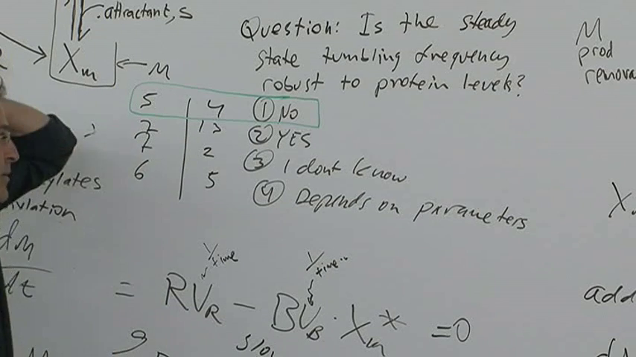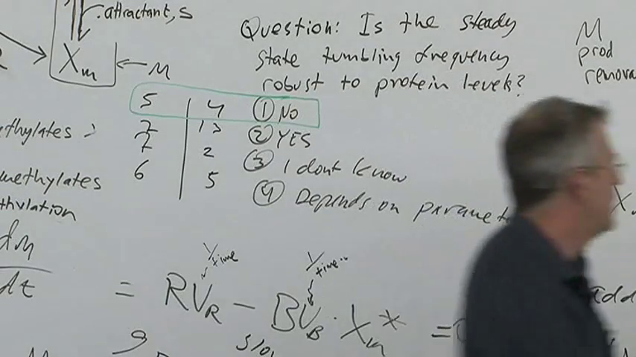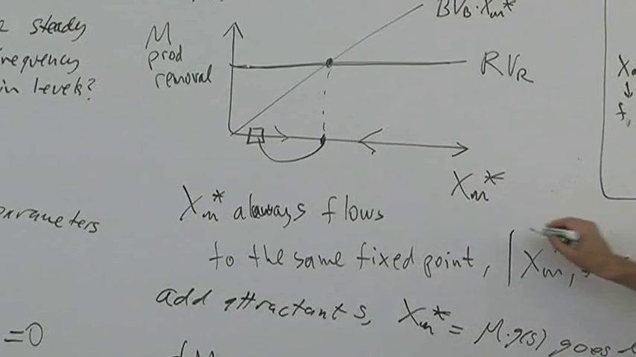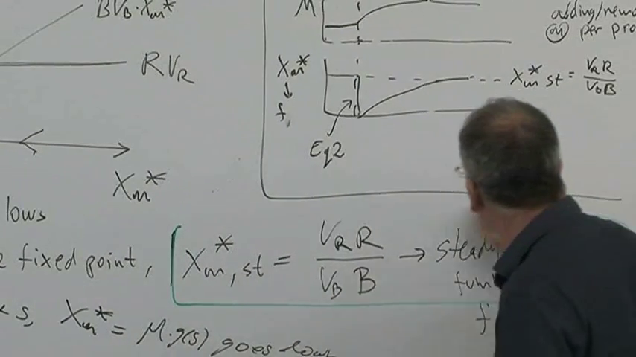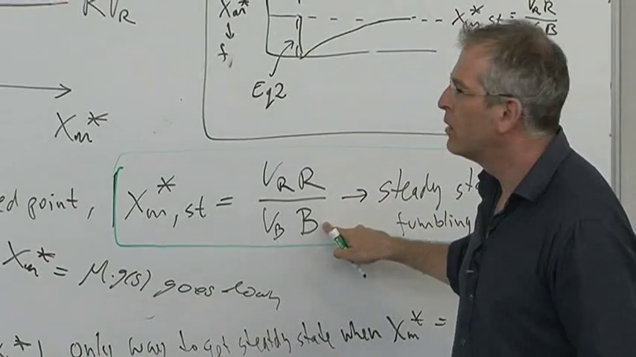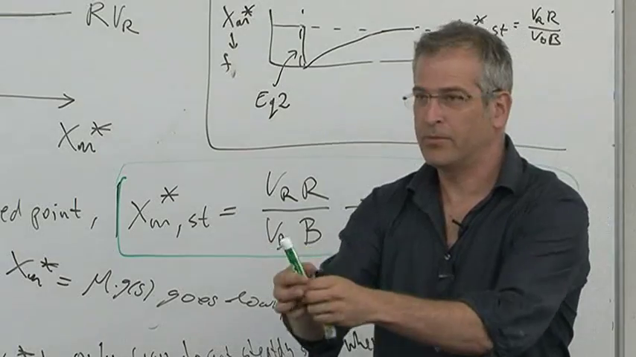So why is it not robust? Well, we see that both R and B, which are protein levels, determine the tumbling frequency. Correct. So if they change, then we're not robust. And there are no arrows going into R or B, so they don't change. Good. Round of applause.